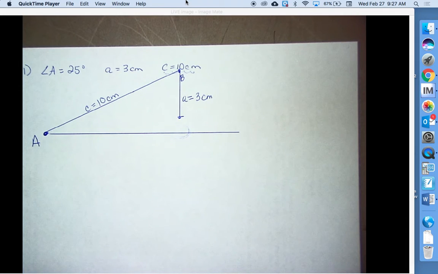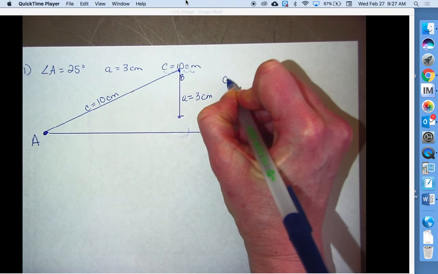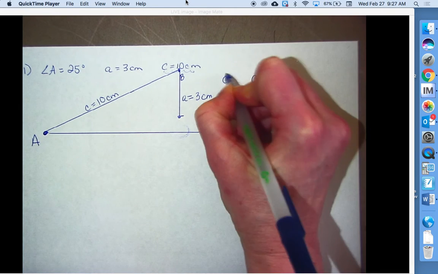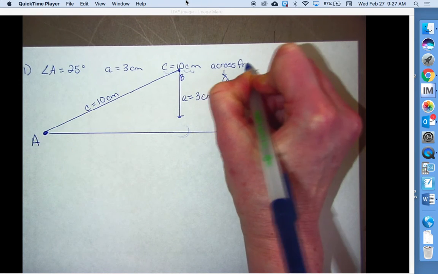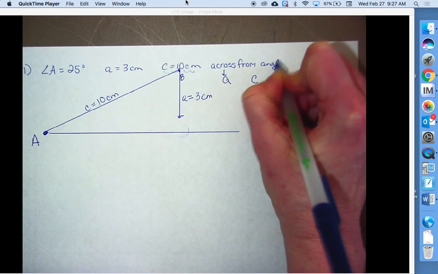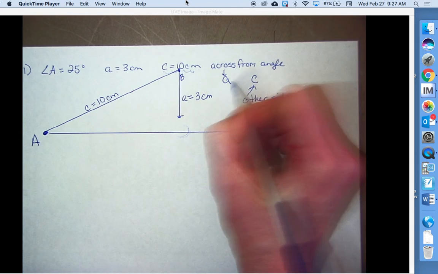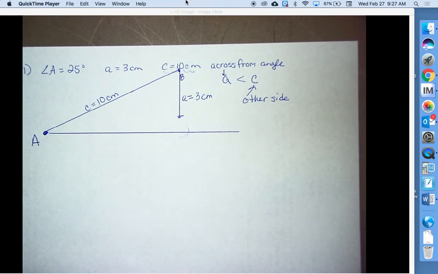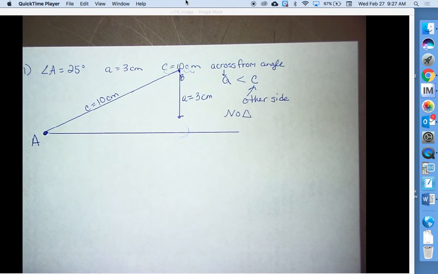So the last thing that we are going to do is make a comparison, because this comparison will help us decide what is happening with the sides of the triangle and why it's not making a triangle. So we're going to compare A and C. A is across from the angle. C is the other side. And obviously A is less than C. So we have no triangle created.